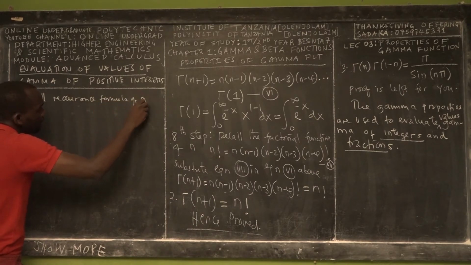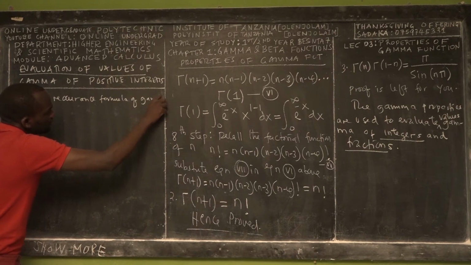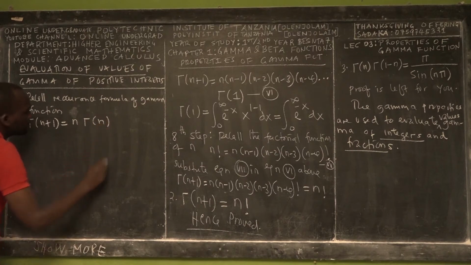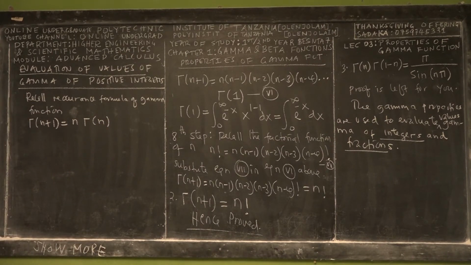Of what? Of gamma function. Gamma function of what? Okay, the recurrence form of the gamma function. We state that gamma of n plus 1 is equal to n gamma of n. Okay? This is the property.